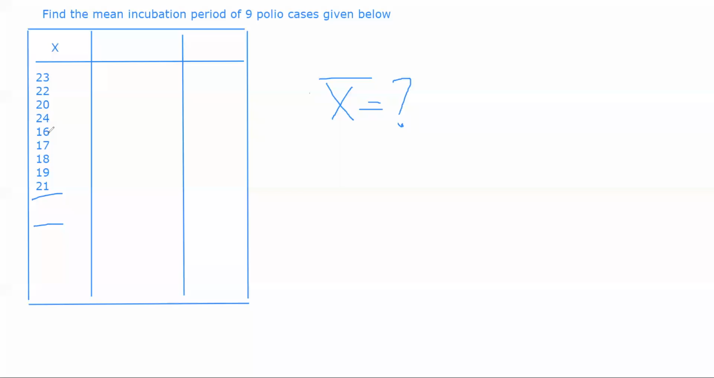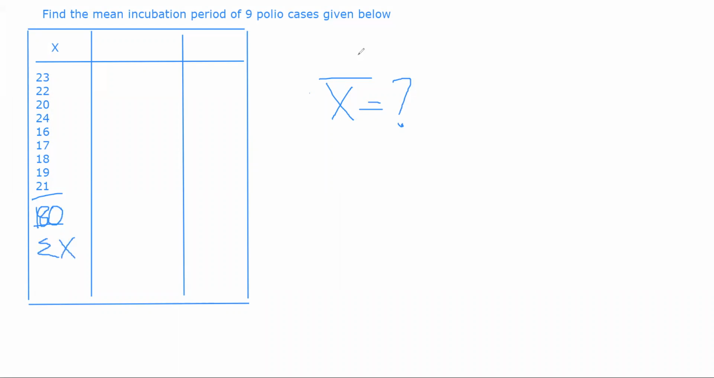89 प्लस 16 करे तो 105. 105 प्लस 17 करे तो 122. 122 प्लस 18 करे तो 140. 140 प्लस 19 159. 159 प्लस 21 you get 180. ठीक है. Now we have our sigma x.